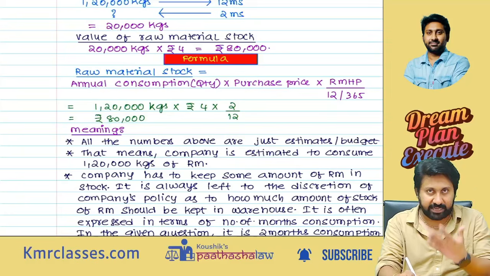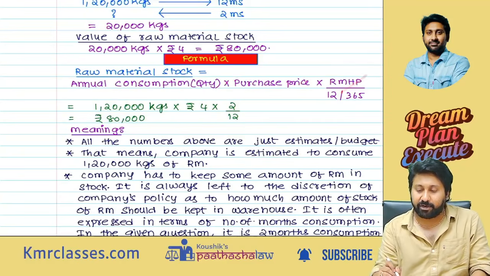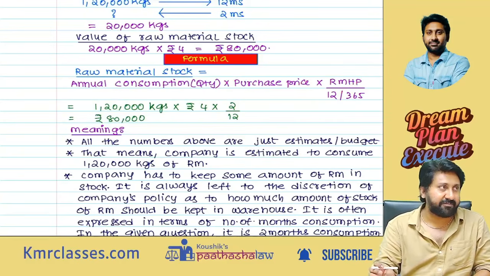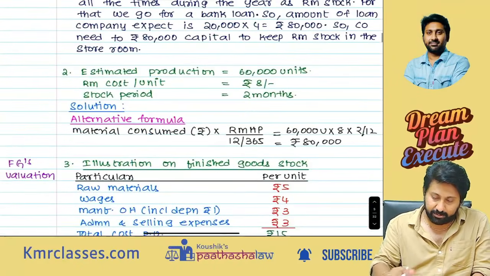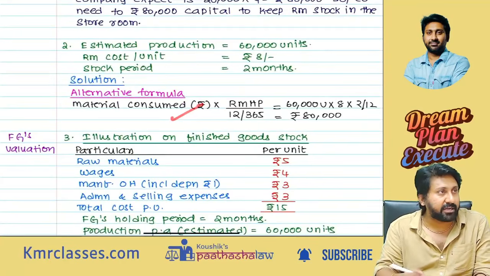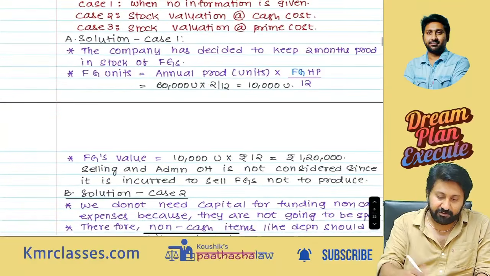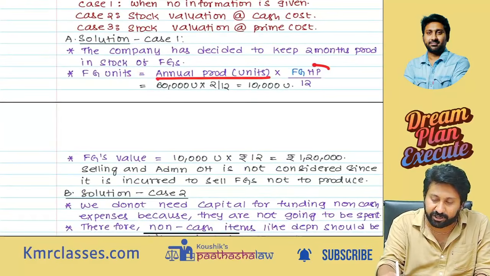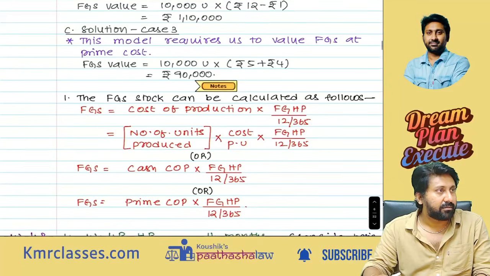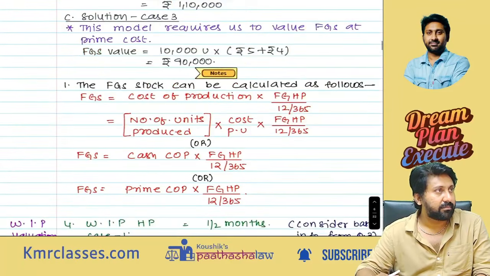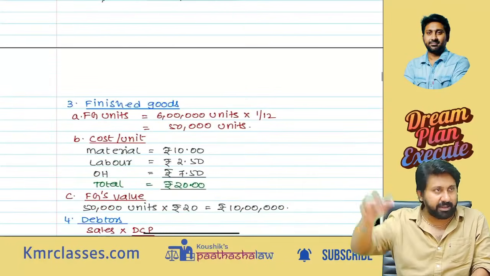Annual consumption as a quantity into purchase price into raw material holding period divided by 12 or divided by 365 will give you the raw material stock value. You can also take it as material consumed into RMHP divided by 12 or 365. Next, finished goods as units: annual production into finished goods holding period divided by 12. Remaining are not formulas, they are just concepts. Anyway, these formulas will come again in the ratios chapter.